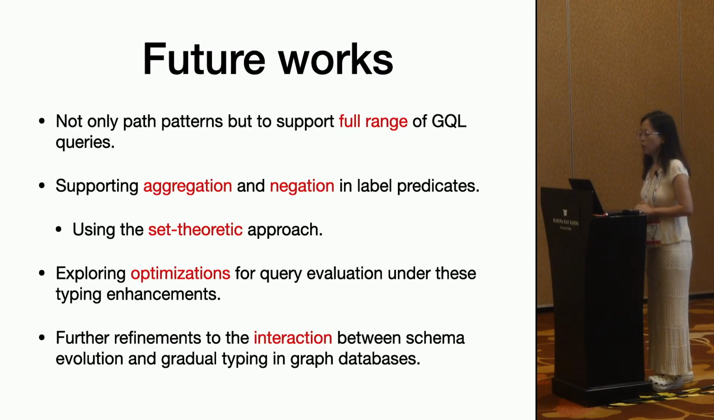For future work, because our current prototype focuses on a core fragment of GQL, we may need to support the full range of GQL queries. And we could extend features such as aggregation and negation-enabled predicates. A possible solution is a set-theoretic approach. Then we could explore optimization for query evaluation under this typing enhancement. Also, we can do further refinement of the interaction between schema evolution and gradual typing in graph databases.